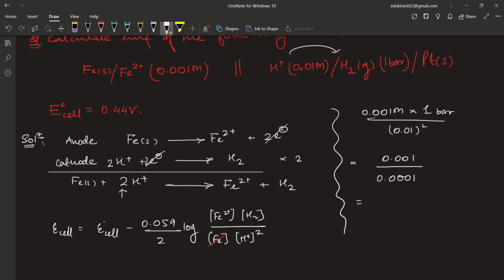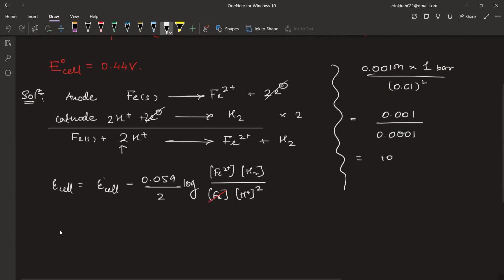And this will be equal to how much? Tell me. This will be equal to 10, right? Yes or no? This will be equal to 10.